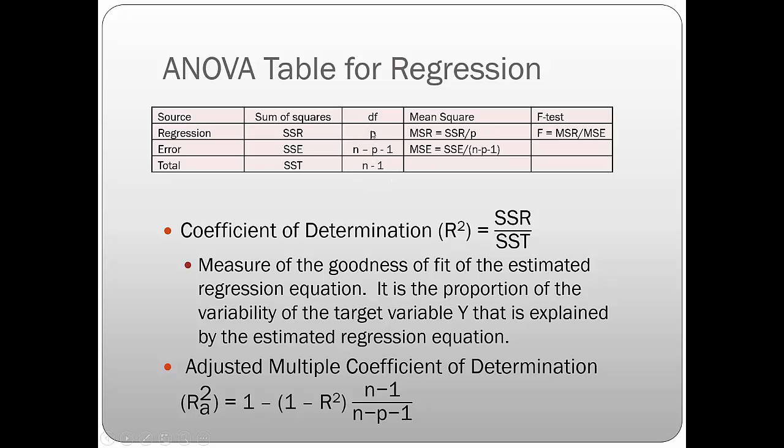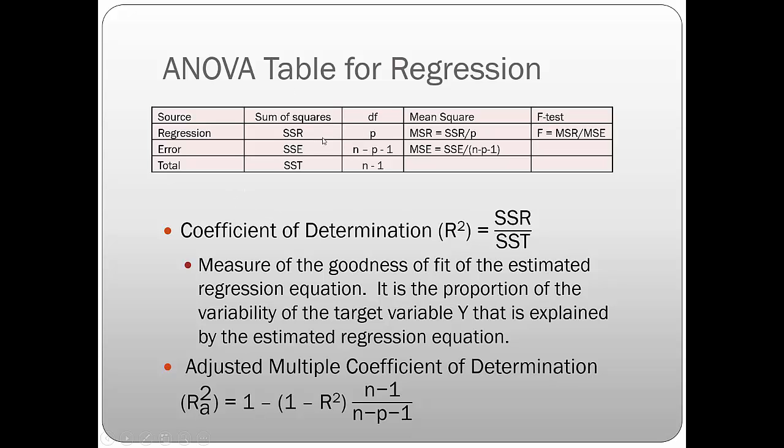Now we divide the sum of squares by the degrees of freedom and you get the mean square. So this is MSR and MSE, and the ratio between MSR and MSE gives you the F statistic to do an F test, and we will look at the F test when we look at a numerical example.